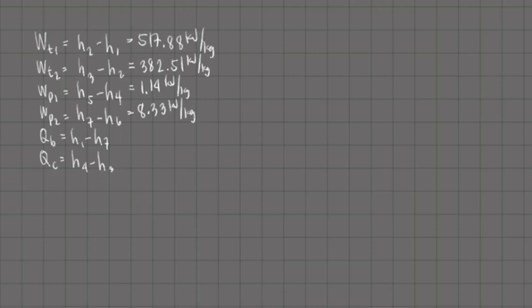The amount of heat absorbed in the boiler is 2,645.25 kilojoules per kilogram. And finally, the heat rejected in the condenser is equal to 2056.92 kilojoules per kilogram. Again, these are all absolute values.